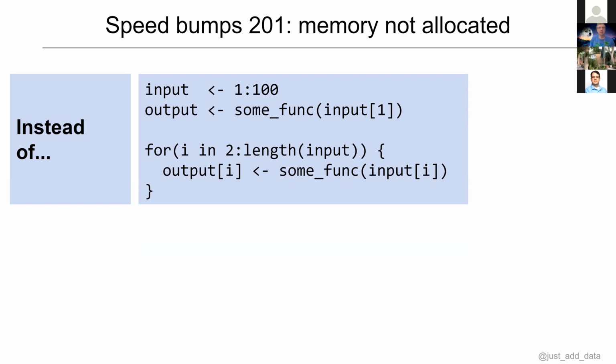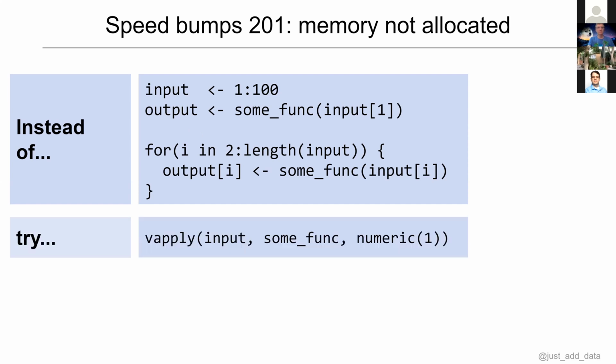All right. Go to the next level. Speed bumps 201. Memory not allocated. Okay, so we actually dug into this in our live demo with the square root function. So sometimes, if you initialize the value of an output to just a single value, and then you iterate over a vector and you grow your vector, that's a problem for memory allocation.